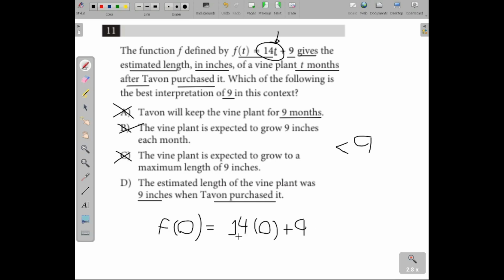If it's 0 months, t is 0, and 14 times 0 will be 0, which leaves that the function in 0 months will be 9. So it's the same as saying that when the vine plant was purchased, it was 9 inches. Therefore, the right answer is D.